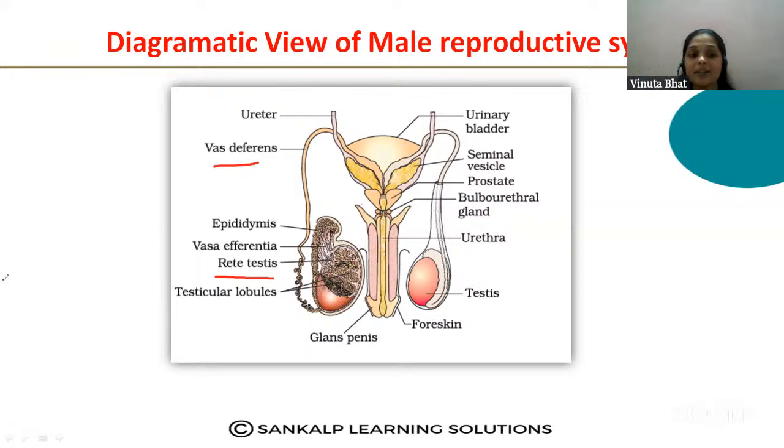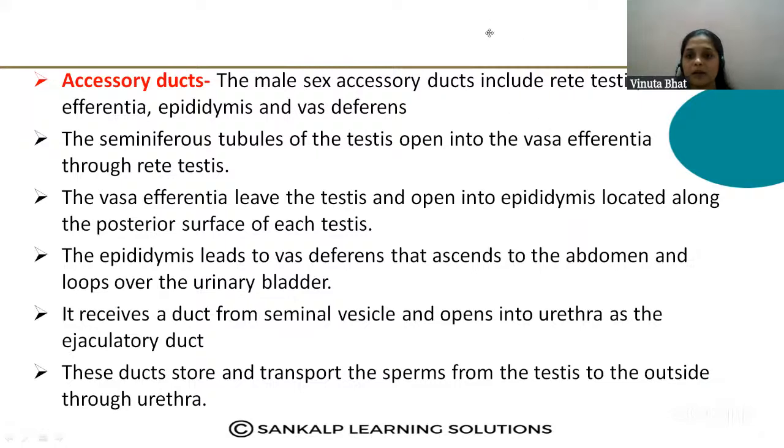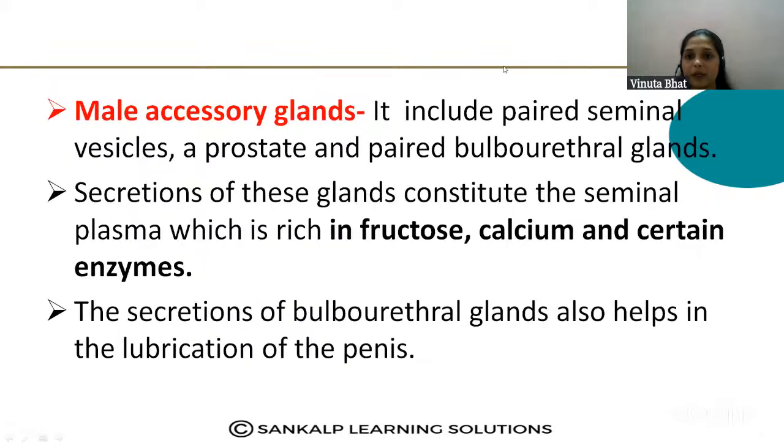Next, glands are there. Again, different glands are there. So how are these glands helping? These glands include the pair of seminal vesicles. Observe the seminal vesicle in the diagram. So which glands are present in the male reproductive system? That is the seminal vesicles, prostate gland and paired bulbourethral glands. These seminal vesicles are also paired, but the prostate gland is single.